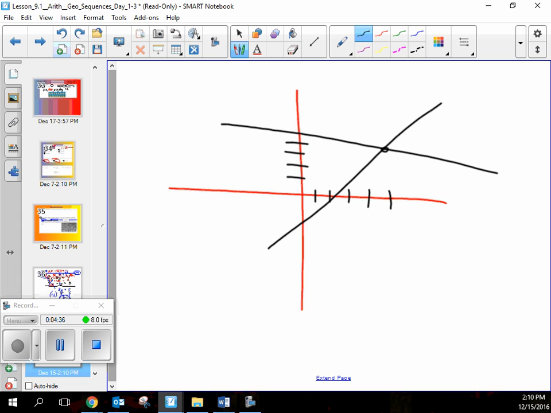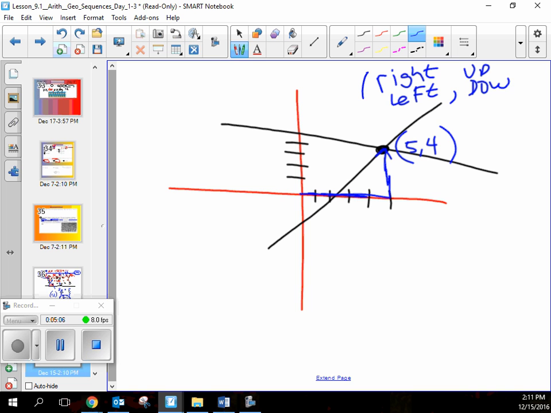That's called the slope. To get here, you do not do rise over run. You say 1, 2, 3, 4, 5, comma 1, 2, 3, 4. That's 5, comma 4. You do your right lefts first, and then your up downs. I will write that down for you. Right, left, comma, up, down. That's how you graph points. Slope is rise over run.